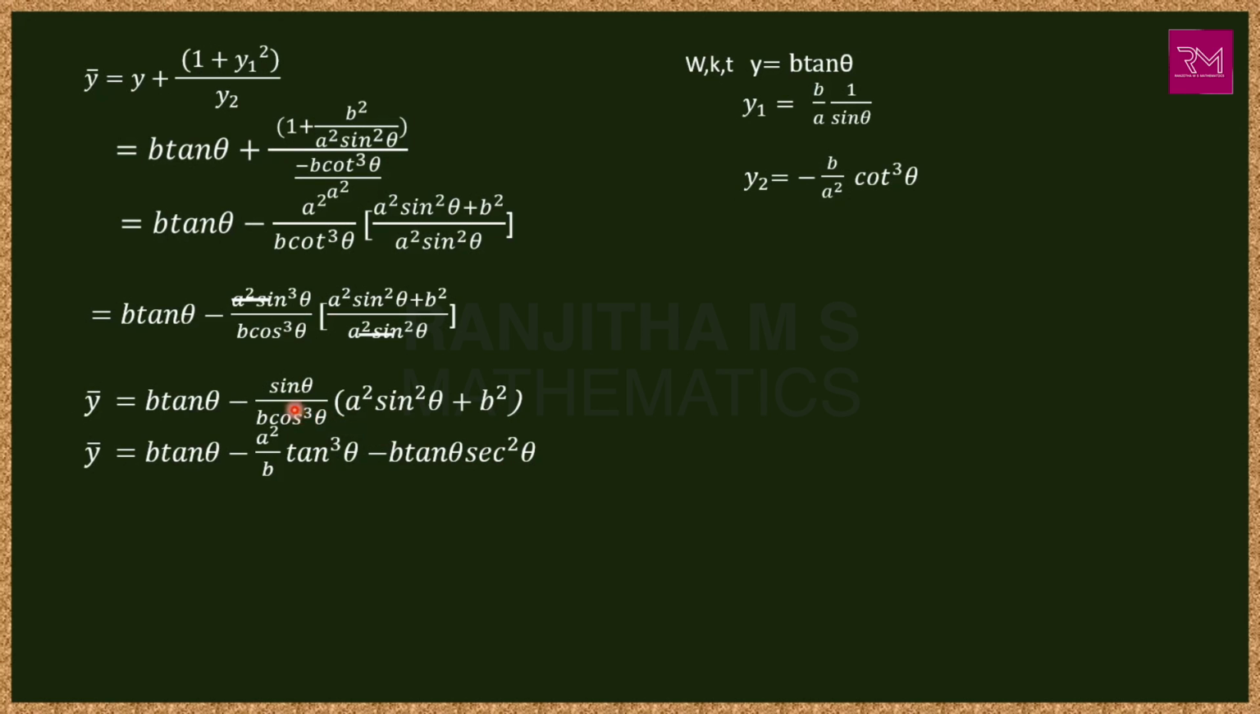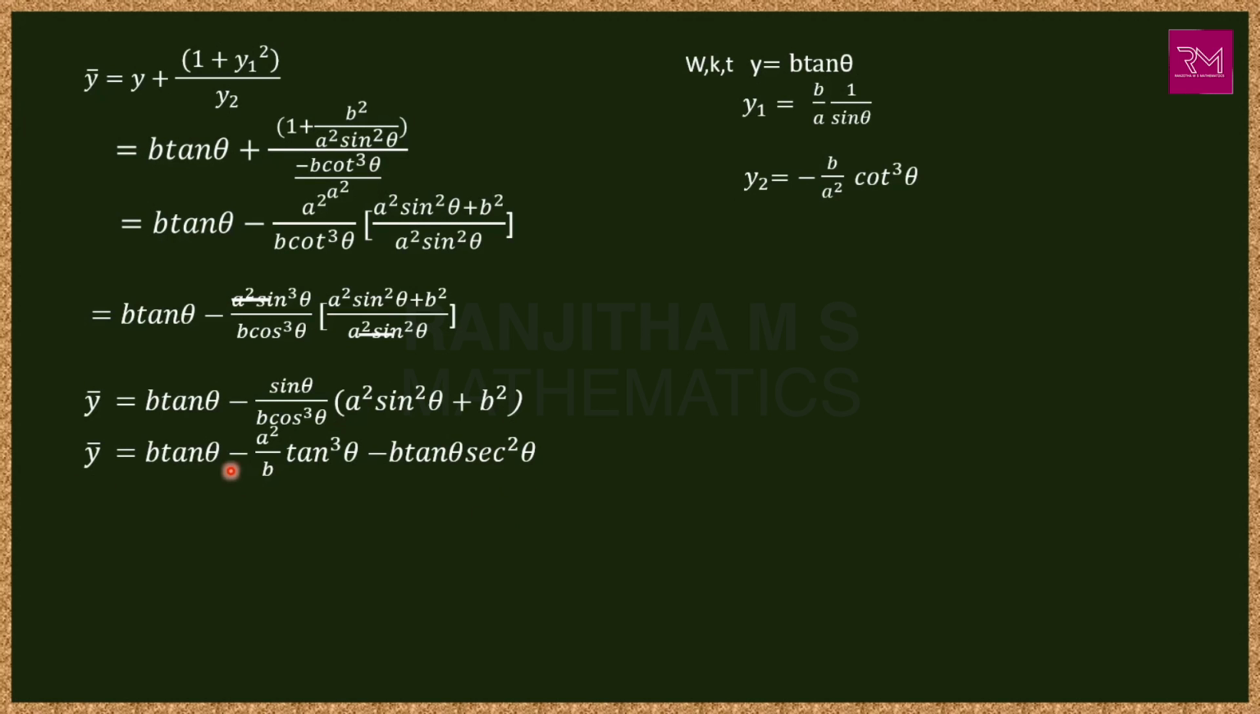Here what we have done, sin theta by b into cos cube theta, we have to multiply inside the bracket. In first bracket we have to take plus into minus is minus a square by b as it is into, here we have sin theta by cos cube theta into sin square theta. We get sin theta into sin square theta is sin cube theta divided by cos cube theta. We can write it as tan cube theta. Here in the second value plus into minus is minus. Here b sin theta by b into cos cube theta into b square, b b gets cancelled. The remaining is sin theta by cos cube theta itself. Here we can take sin theta by cos cube theta, we can split as cos square theta into cos theta. Here sin theta by cos theta is tan theta, 1 by cos square we can write it as secant square theta. This is our y bar.